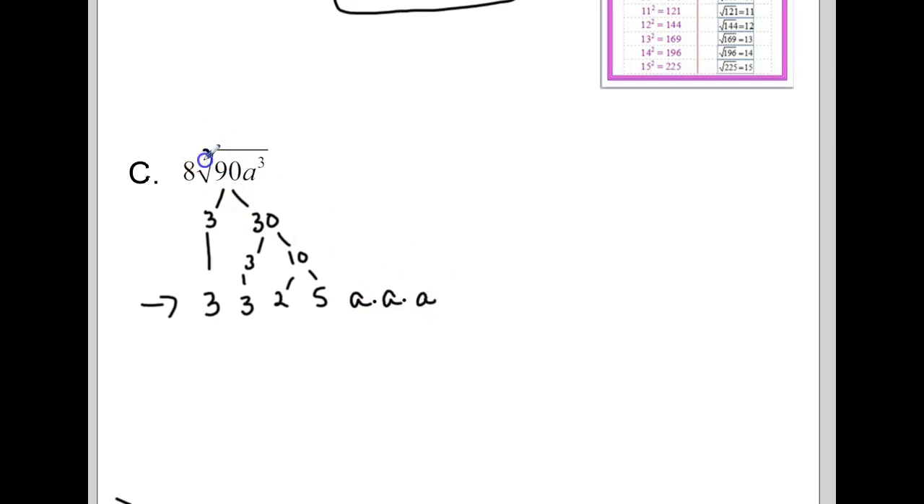Since there's an invisible 2 here, which you have to know is what that means, I've got a pair of 3's and a pair of a's. Those are going to come out and be written in front of the radical. There's my original 8. I'm going to bring out the 3. A pair of 3's comes out as 1, a pair of a's comes out as 1. And what's left? Well, 2 and 5 are left underneath my radical, but let's write those as 10, and I've got 1a. Now we're almost done.